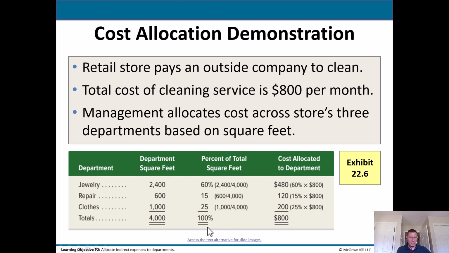2,400 for jewelry, 600 for repair, 1,000 for clothes. And then all they're doing here is they're just turning those into percentages, right? So like 2,400, and I put the numbers here, into 4,000. 60% of the store is jewelry, 15% is repair, 25% is clothes. And then we're just taking that cost, right, at 800 bucks. It told us up here, total cost of cleaning service is $800 a month. And then we're just multiplying it by those aforementioned percentages to determine how much should be allocated to each department based on square footage.